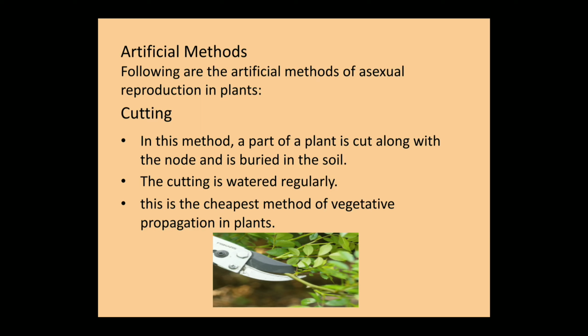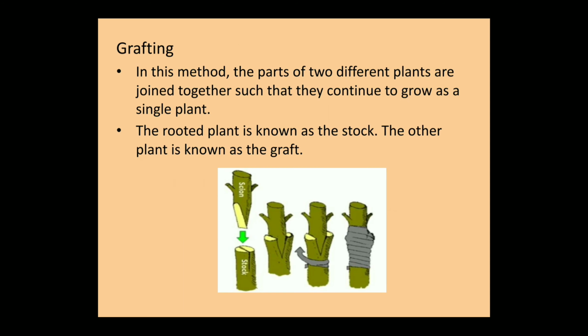Artificial methods. Following are the artificial methods of asexual reproduction in plants. Cutting: in this method, a part of a plant is cut along the node and is buried in the soil. The cutting is watered regularly. This is the cheapest method of vegetative propagation in plants. Grafting: in this method, the parts of two different plants are joined together such that they continue to grow as a single plant. The rooted plant is known as the stock, the other plant is known as the graft.